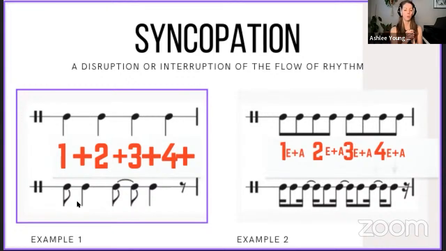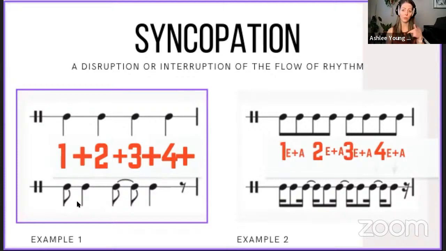Okay? So let's try. So 1, 2, 3, 4. 1, 2, 3, 4. 1 and 2 and 3 and 4 and 1 and 2 and 3 and 4 and 1 and 2 and 3 and 4 and 1 and 2 and 3 and I'm going to take with the ands. 1, 2, 3, 4.